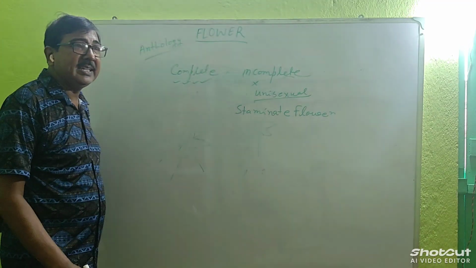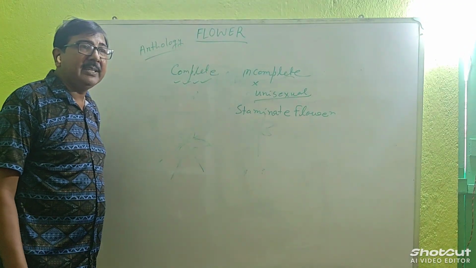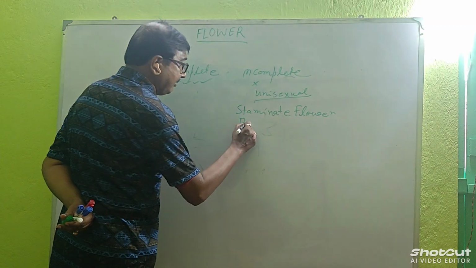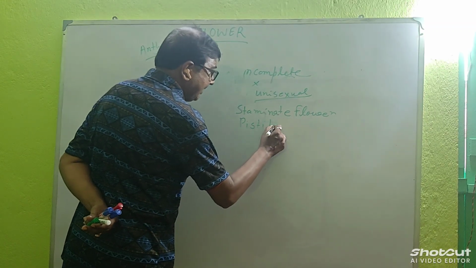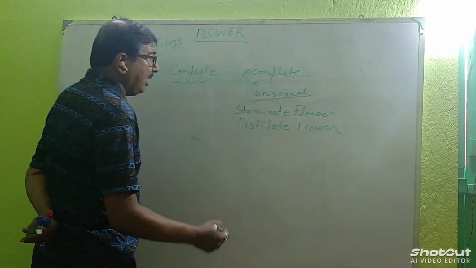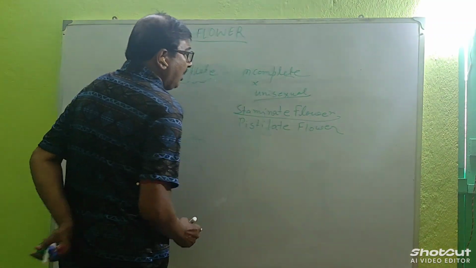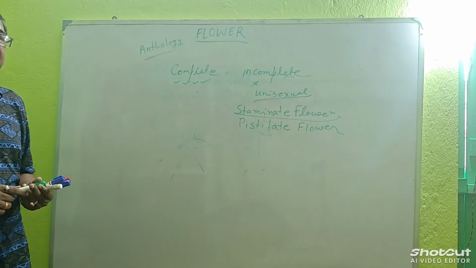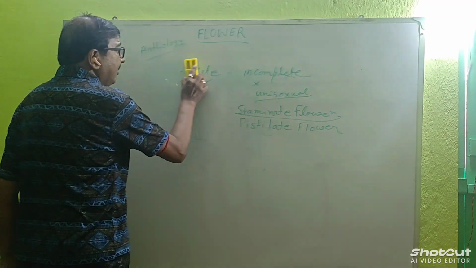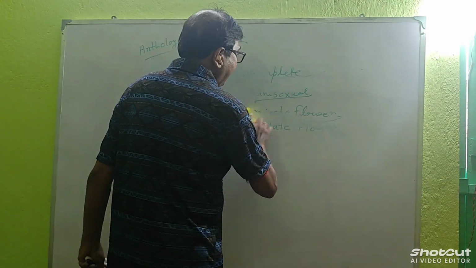If only the female part is present, it is called a pistillate flower. Only the male part present is a staminate flower, and only the female part present is called a pistillate flower. That's about the different important words about flowers.